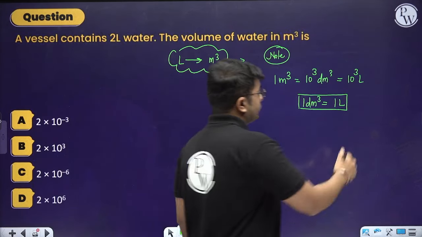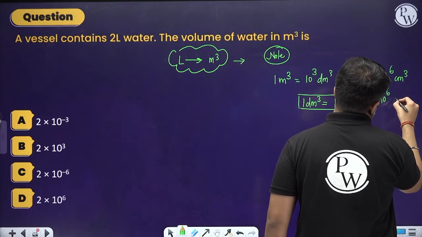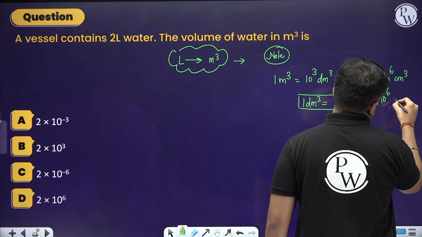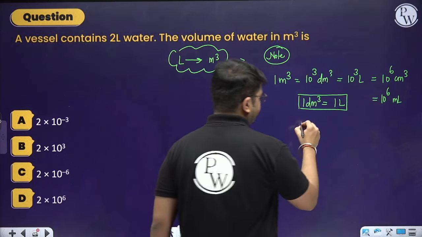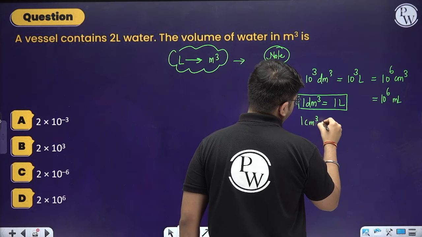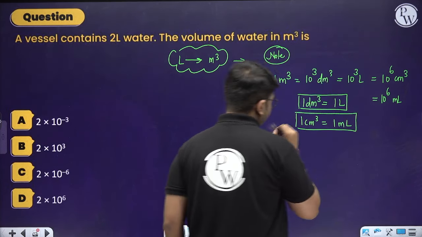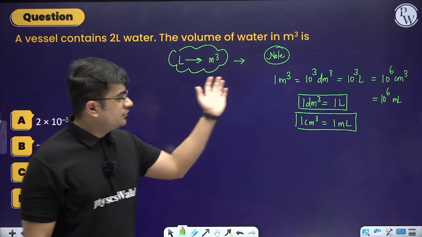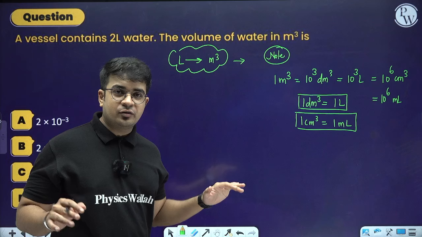Next, 1 meter cube is again equal to 10 raised to the power 6 centimeter cube, which is again equal to 10 raised to the power 6 ml. So from that particular part, I can say that 1 centimeter cube is equal to 1 ml. I hope these two conversions are clear to you. This is a very simple conversion part. You just have to remember this thing. Then the entire part will be clear to you.